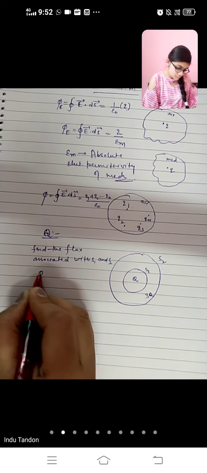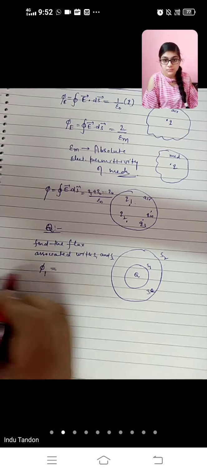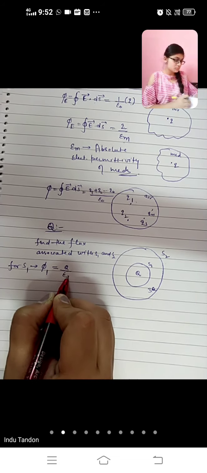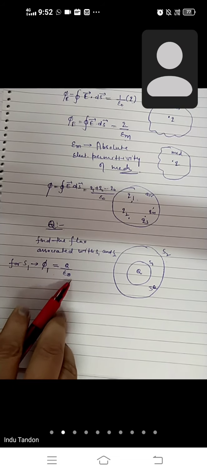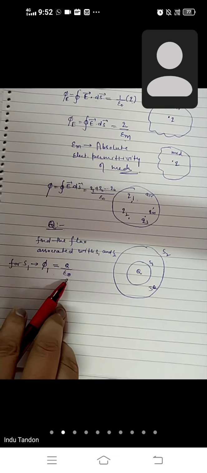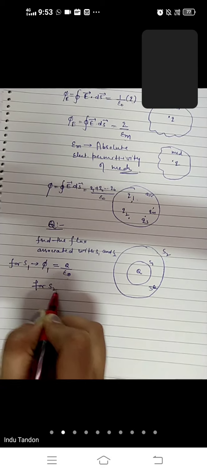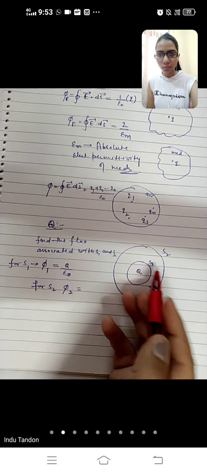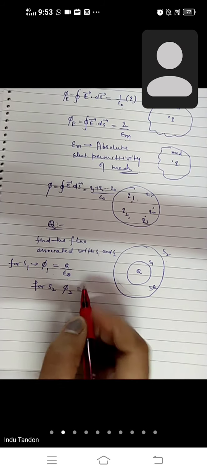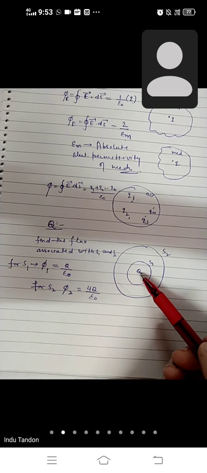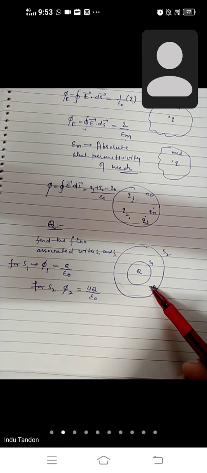Can you tell me what is the flux associated with the first sphere S1? It is Q by epsilon naught, right? Is it clear? Yes, ma'am. For the second surface S2, what is the flux associated? It is 4q by epsilon naught. Why? Because the surface S2 includes the charge of S1 also, q plus 3q, so 4q by epsilon naught.